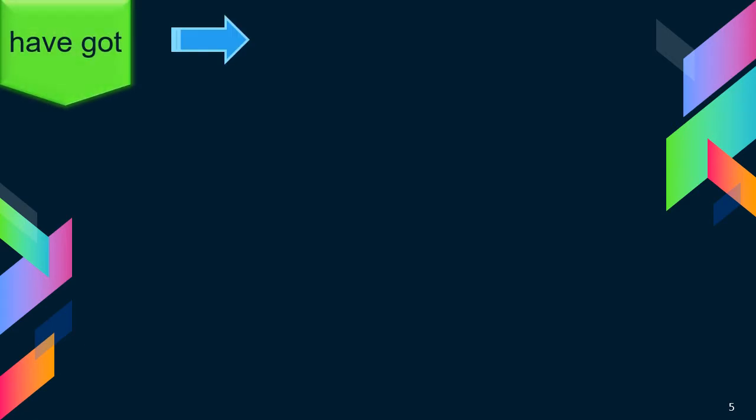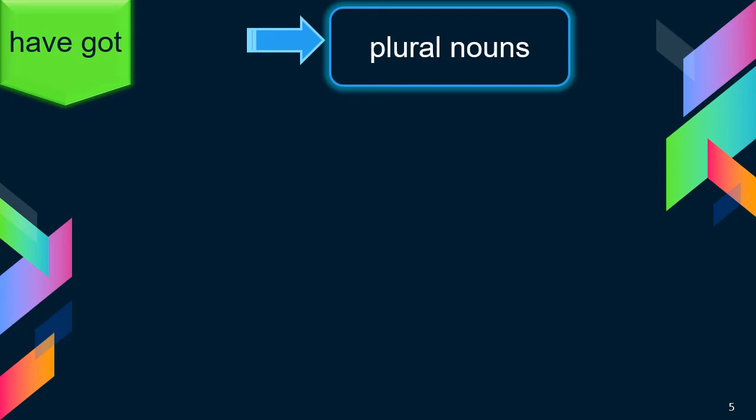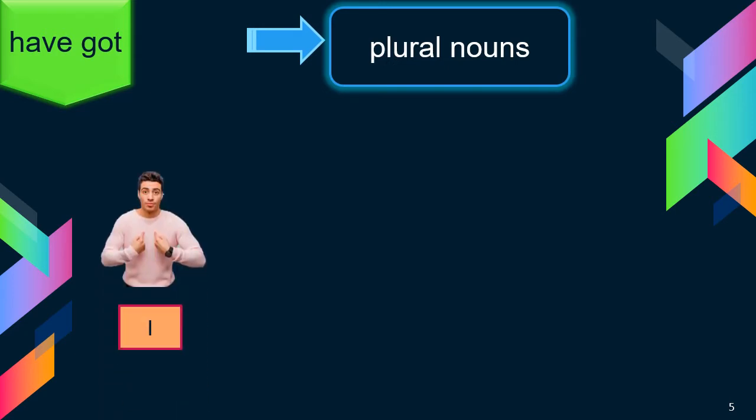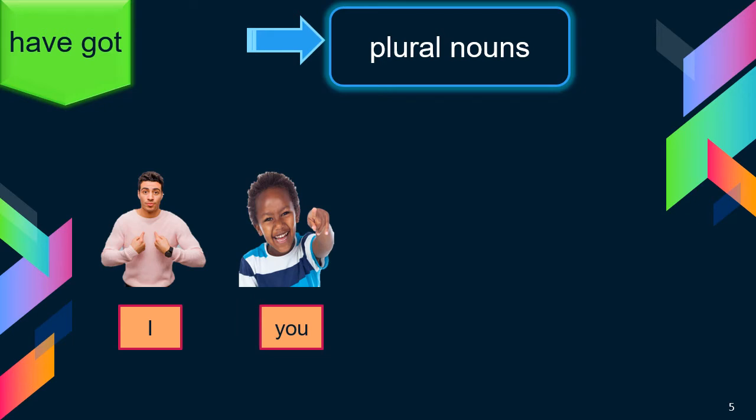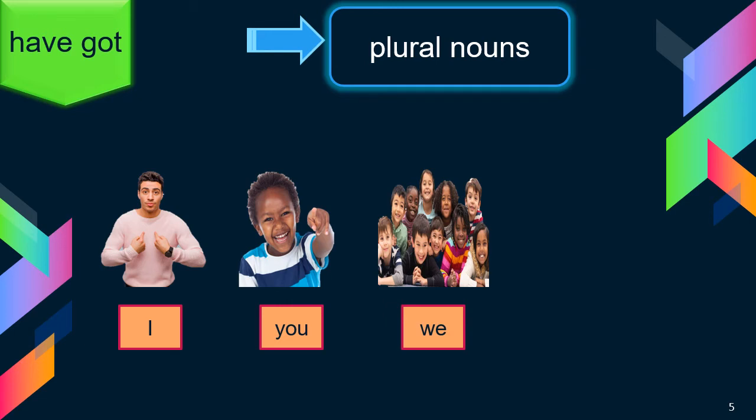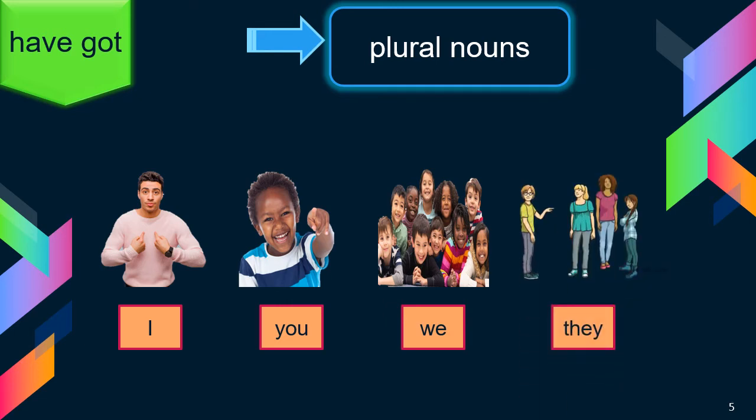Have got is usually used with plural nouns. I means naan. You means nee. We means nangal. They means avargal. And you must be asking, teacher, why are I and you plural nouns? Because there is only one. Yes, but in English, I and you are special cases where we consider them as plural nouns. So I, you, we, they usually belong to one group. So all the grammar rules that apply for we and they also apply for I and you.